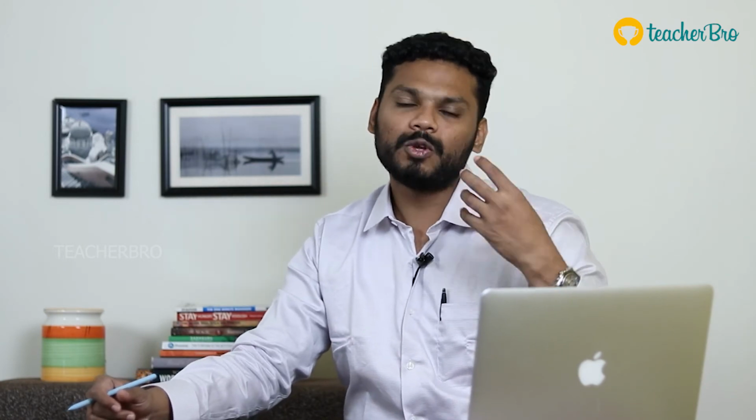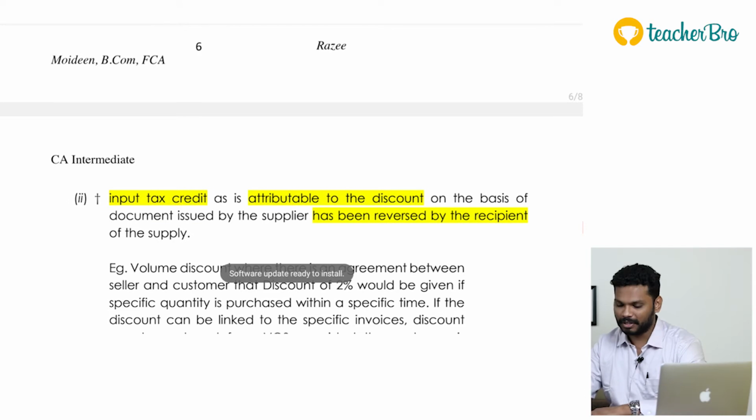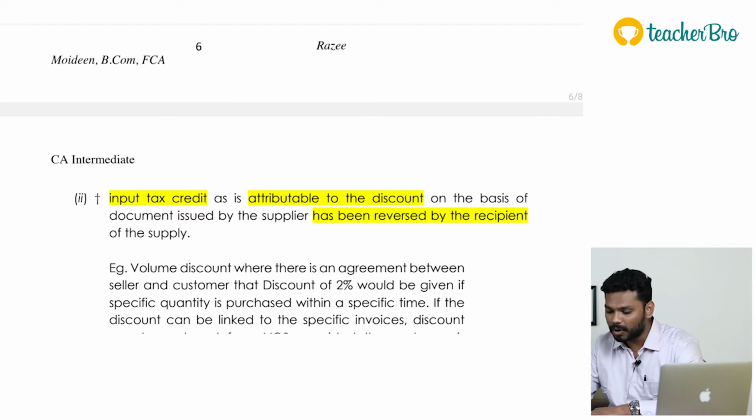Right. So there are 2 conditions associated. One, the discount has to be established. Based on the condition, there has to be an established policy at the time of supply. Before or at the time of supply, there has to be an agreement between the supplier and customer. Second, your discount should be linked to the invoice. You cannot give a lump sum discount and deduct it from the value of supply. You can reduce it from the value of supply only if the discount is linked to an invoice. And there is a third condition. Input tax credit attributable to the discount has been reversed by the recipient.